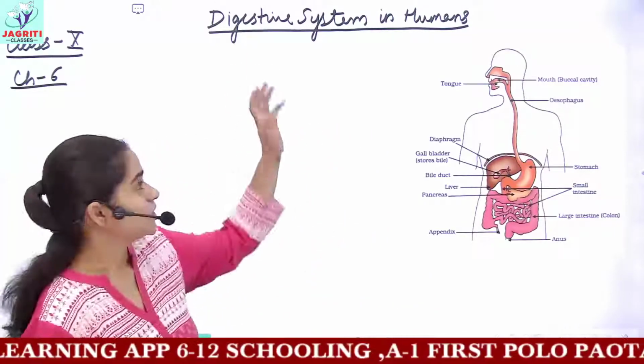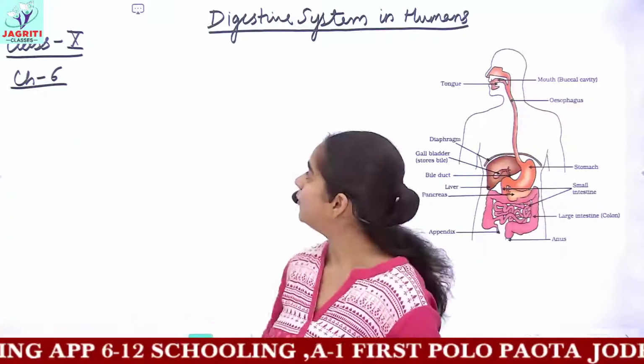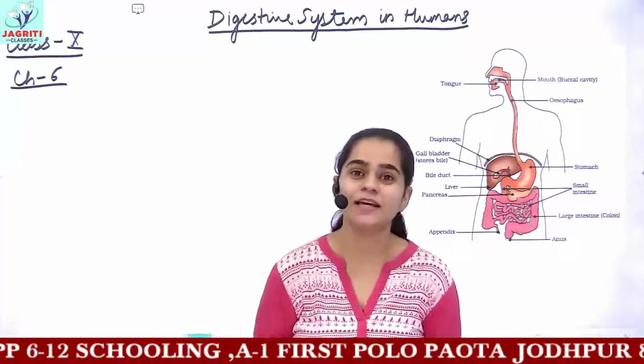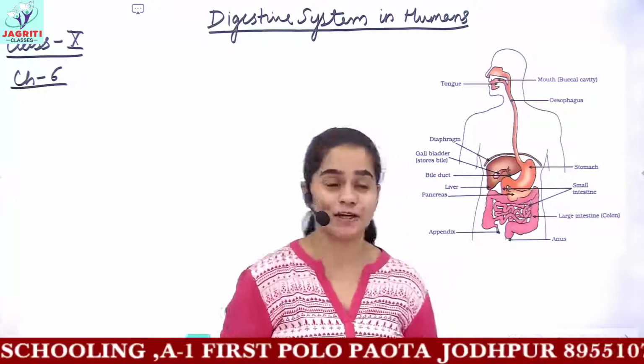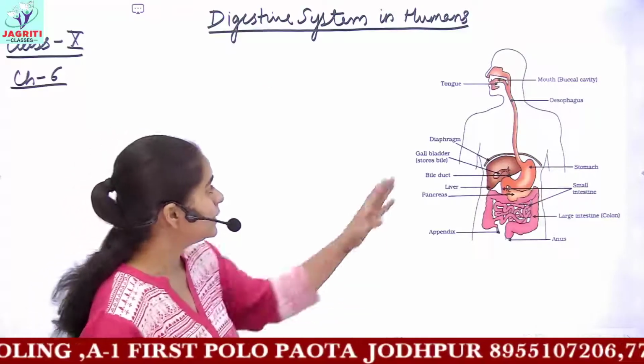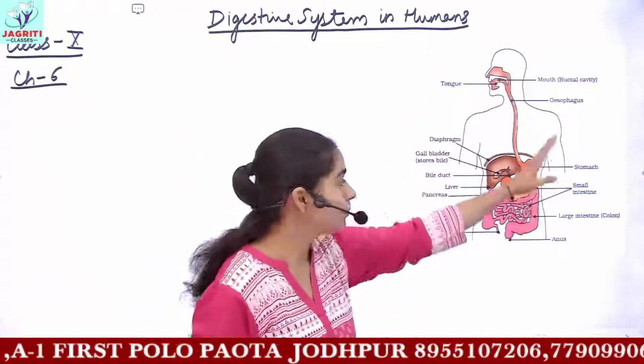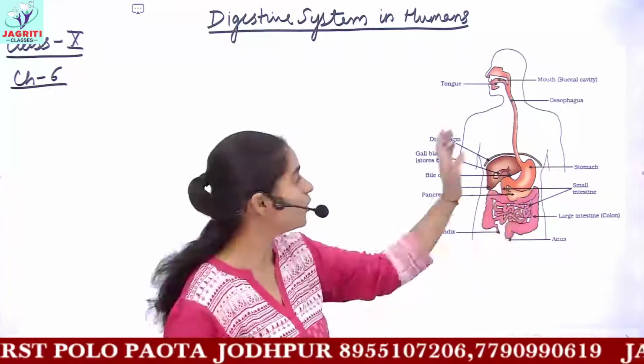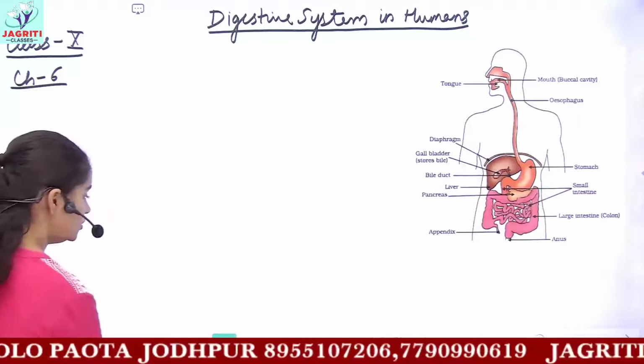We were doing the digestive system in humans, that is a part of chapter 6 of class 10th, okay? So we'll be continuing our video lecture about the digestive system, and this, as you can see, is the perfect diagram given in your textbooks of the digestive system. So what do we have now?